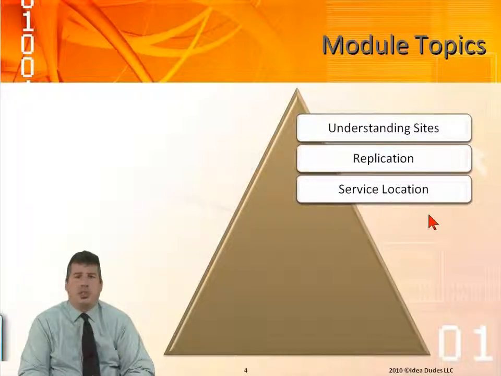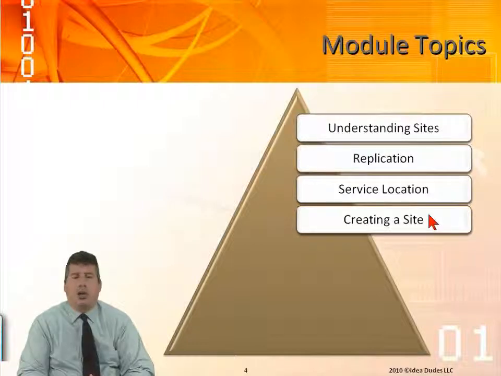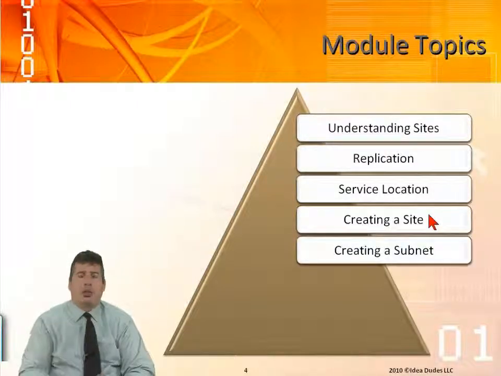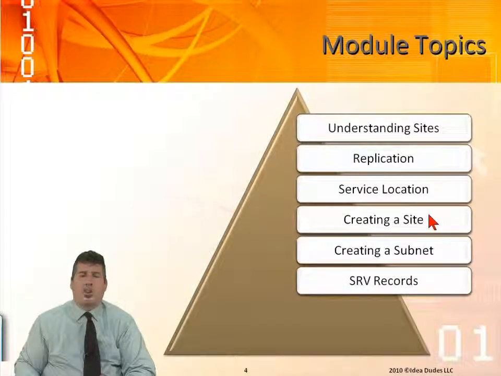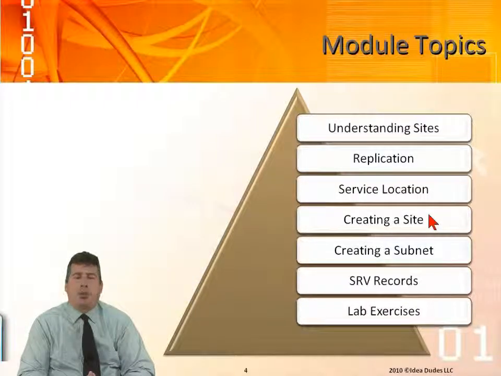We have the service location, which is our SRV records. Service localization means where we want to have our global catalogs, our PDC emulator, and so forth, meaning your global catalog, your domain controller, and your Kerberos SRV records. Then creating a site, so that we can control our replication and control where our domain controllers go when we install them. And then creating a subnet, which is part of the site. Then SRV records. Then we have lab exercises. These are just some of the topics that we're going to be going over.